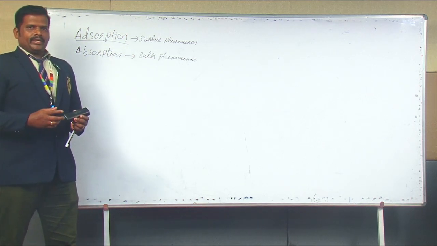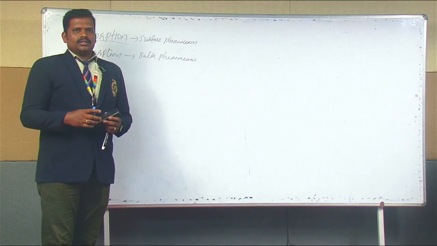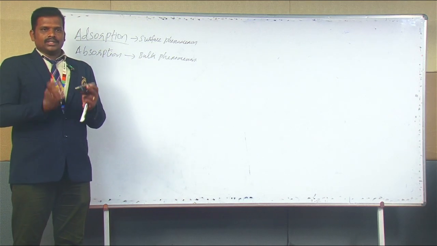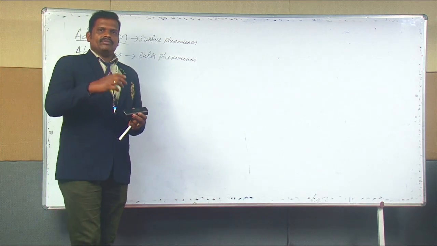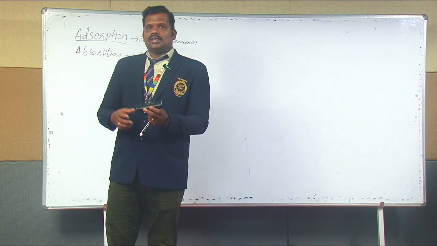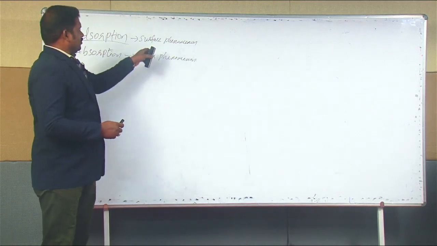If you are dipping a rubber ball into a paint, that paint will be coated over the rubber ball. So it's concentrated only on the surface. The paint cannot be diffused into the inside of the rubber ball. So this is called adsorption, A-D. That is a surface phenomenon.